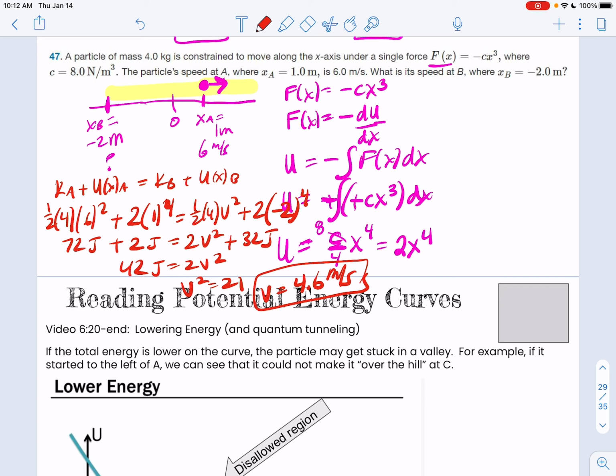So it's just kind of like a regular simple energy problem, but first you have to take the integral of the force function to get to the potential energy function.